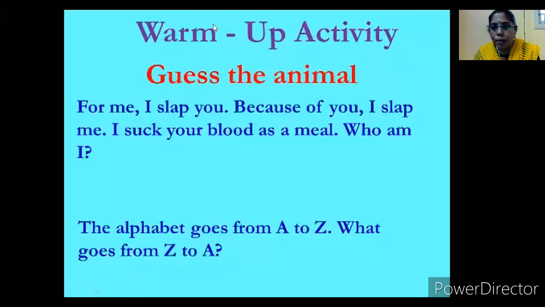Let us do a warm-up activity. Guess the animal. For me, I slap you. Because of you, I slap me. I suck your blood as a meal. Who am I? Yes, mosquito.